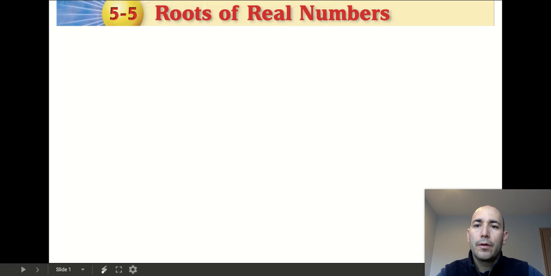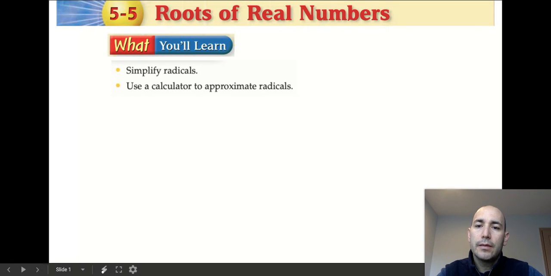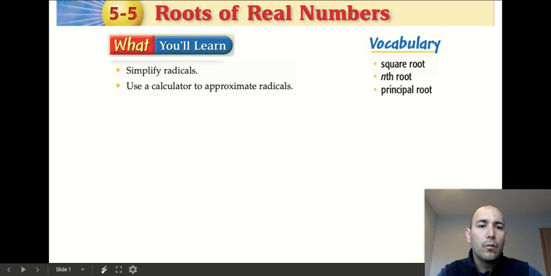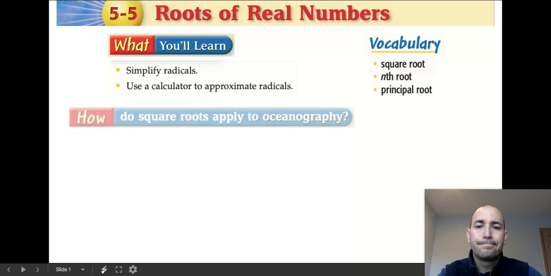All right, so today we're going to be talking about Chapter 5, Lesson 5, Roots of Real Numbers. What we're going to learn in this lesson today is how to simplify radicals and how to use a calculator to approximate a radical. So vocabulary: what is a square root? What is the nth root? And what is a principal root?